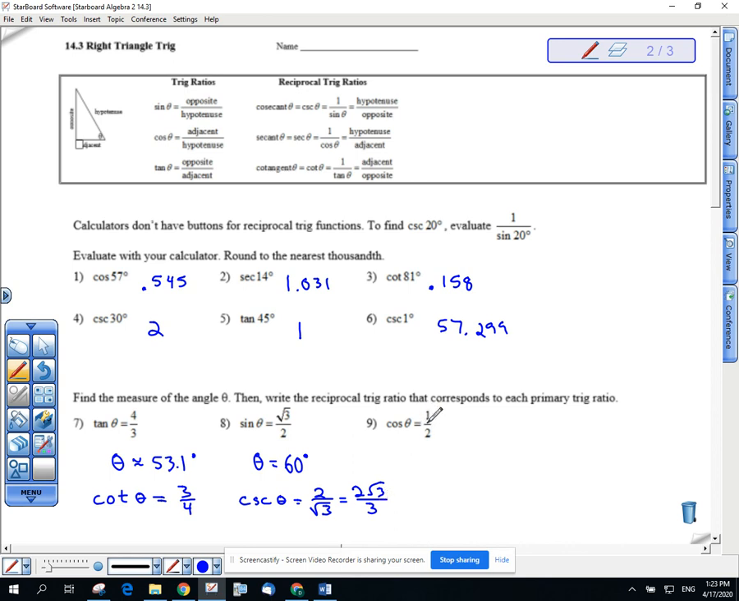Last one on this page, theta, if you took the inverse cosine of 1/2, also comes out to 60 degrees, coincidentally. Again, we could study that out further. We could go back to the unit circle. Anyway, they want the reciprocal trig ratio, that's what that says there. The secant of theta would be equal to 2 over 1, or just 2.